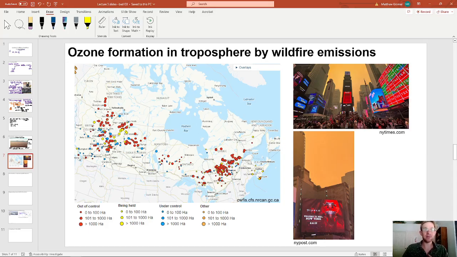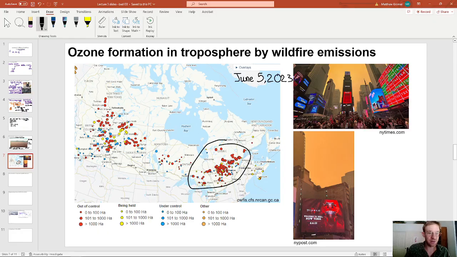So let's look at ozone and wildfire emissions, which we actually have some recent events to look back upon to demonstrate some of the effects wildfires can have. I forgot to put the date on here, but this map is from June 5th of 2023, where, as I'm sure you are well aware, significant portions of Canada were experiencing wildfires. What we can see here is that red is out of control. A lot of these circles are red.